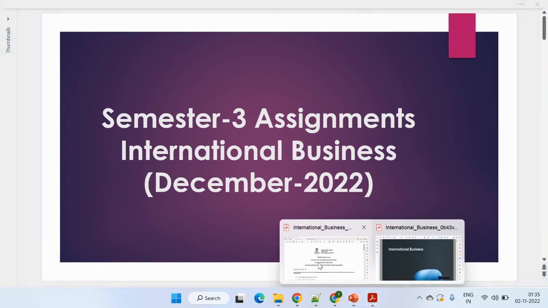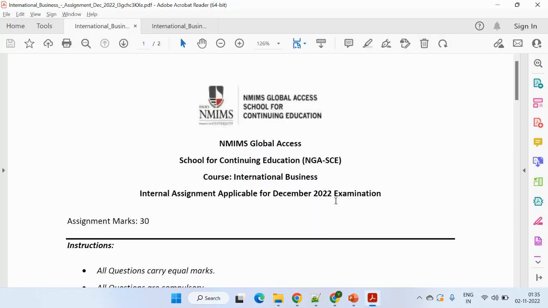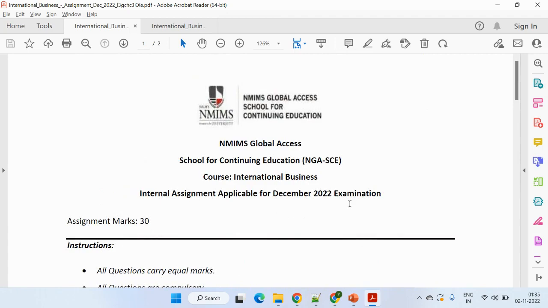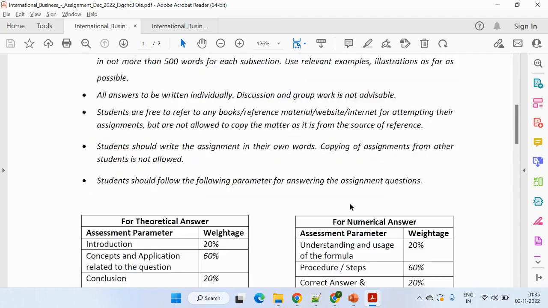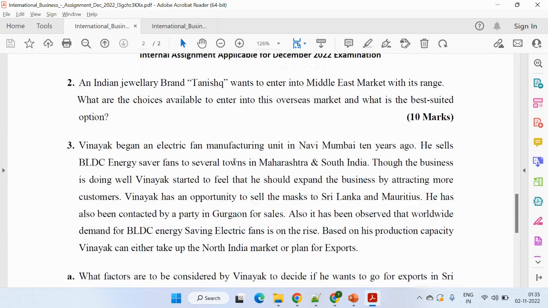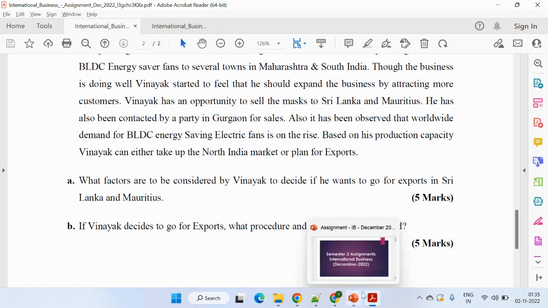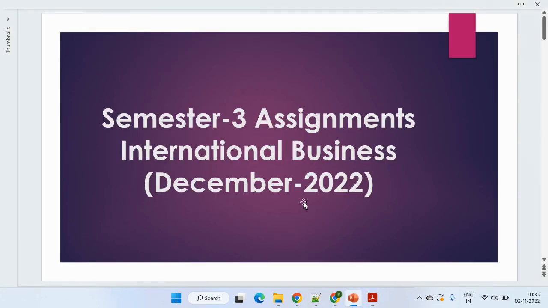Let's quickly start with the international business assignment. I have downloaded the international business assignment applicable for the December 2022 cycle. There are three questions for second, third A and third B. Let's discuss each of the questions one by one. If you see the questions, they are a little bit case study based, but most of the stuff is available in the book, the theory content. So let's see what needs to be written.